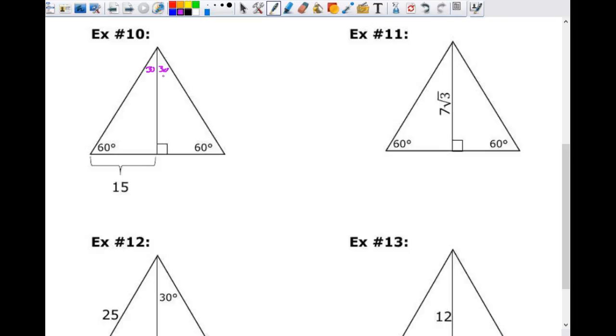This is the small side, so what does the hypotenuse have to be? Twice as large, so 30. And then this is the medium side, so it has to be 15 times root 3. Now, this triangle is just mirrored. You can fold it over, right? This is 30. This is 15.